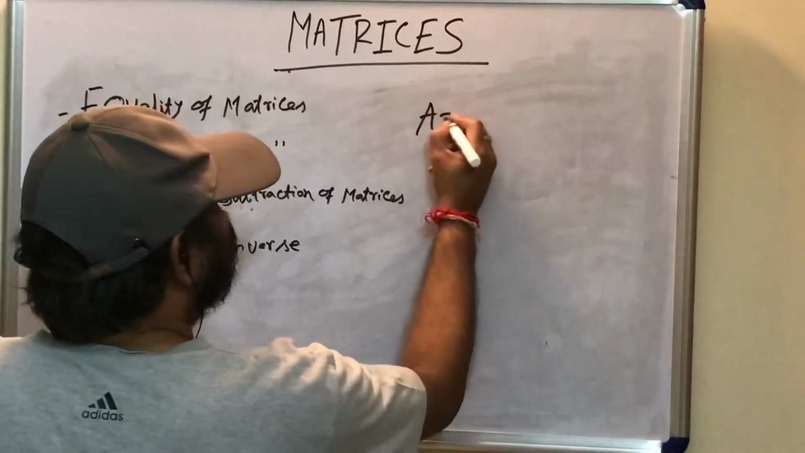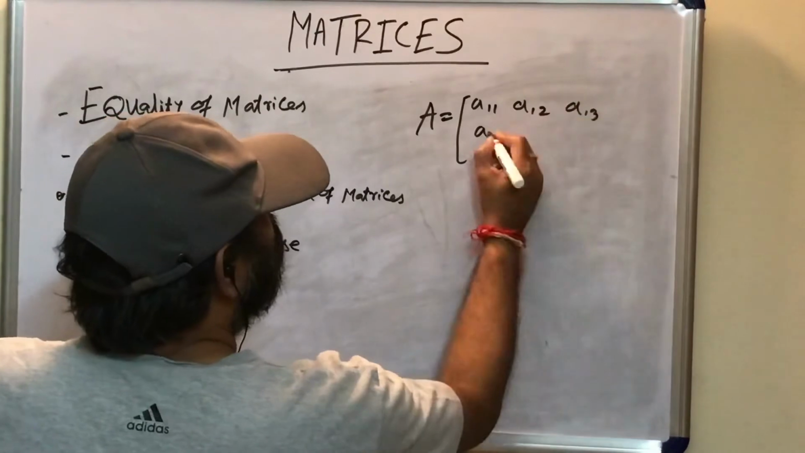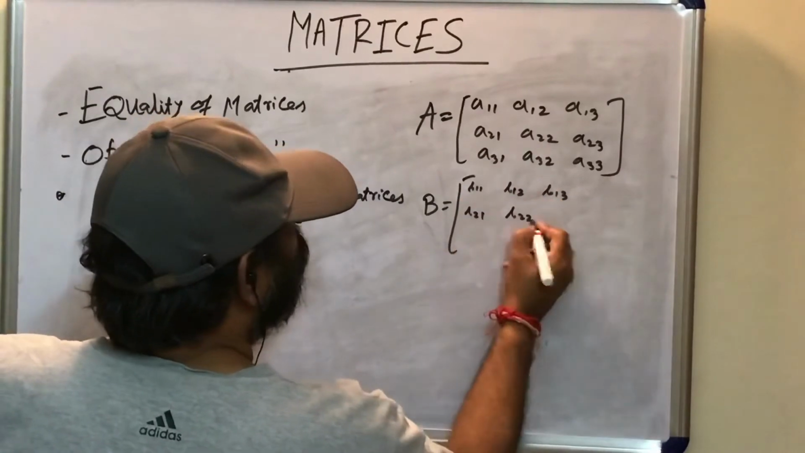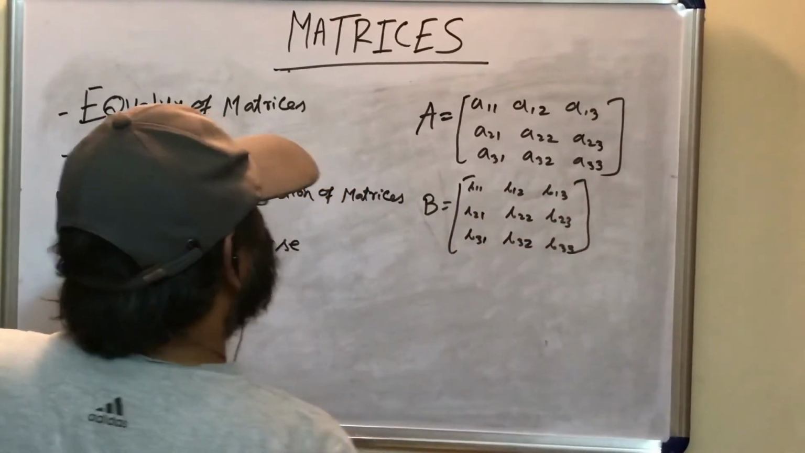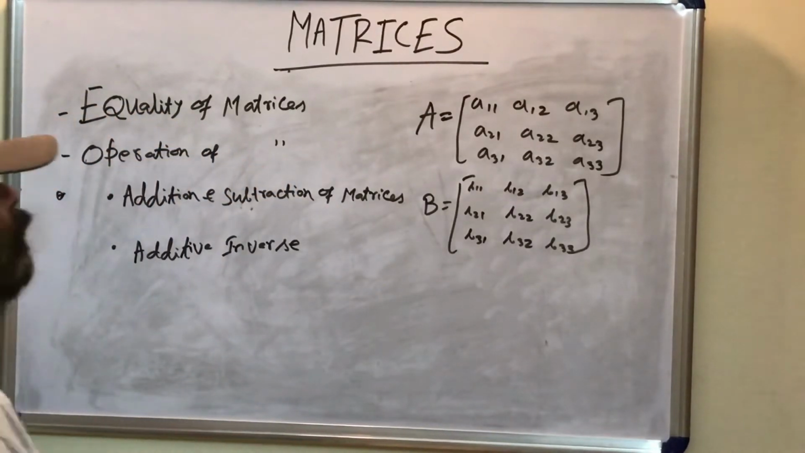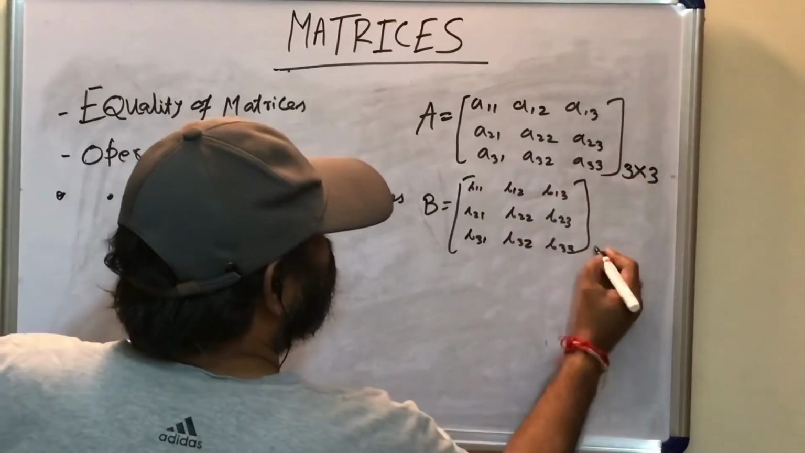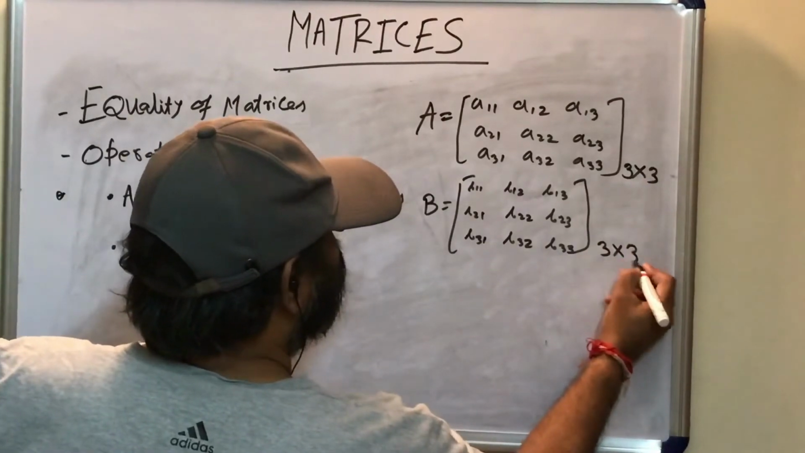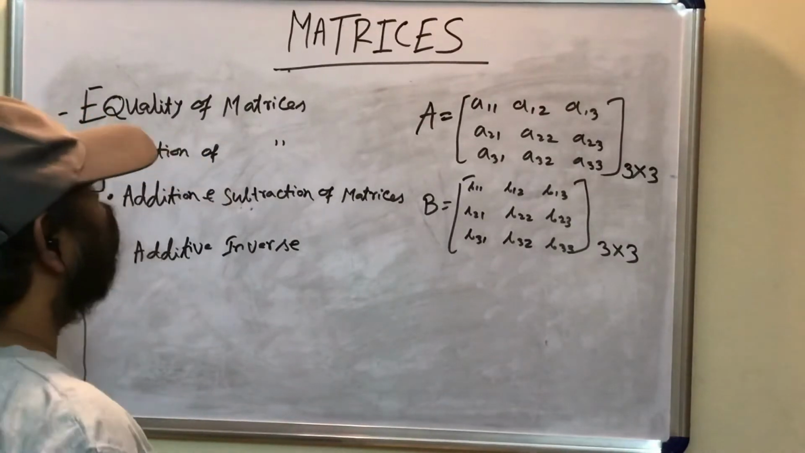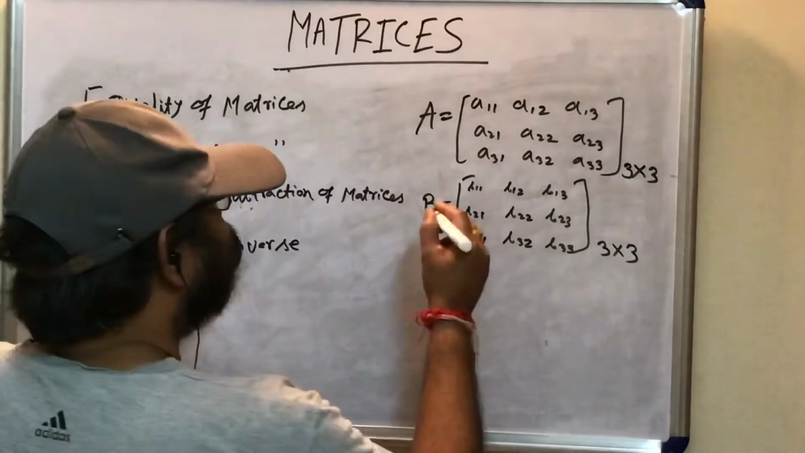Equality. Say A is a matrix with elements A11, A12, and B is another matrix. Now, when matrix A is equal to matrix B, first, for equality, the order of both the matrices should be the same. The order of matrix A is 3 by 3 and the order of matrix B is also 3 by 3. If the order of both the matrices is the same, then only the question of equality of two matrices comes.